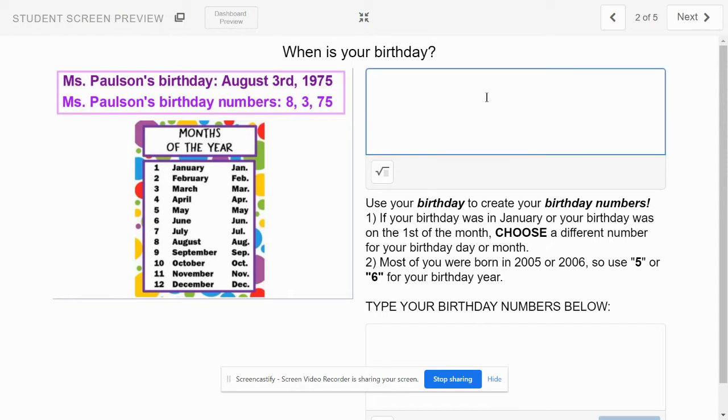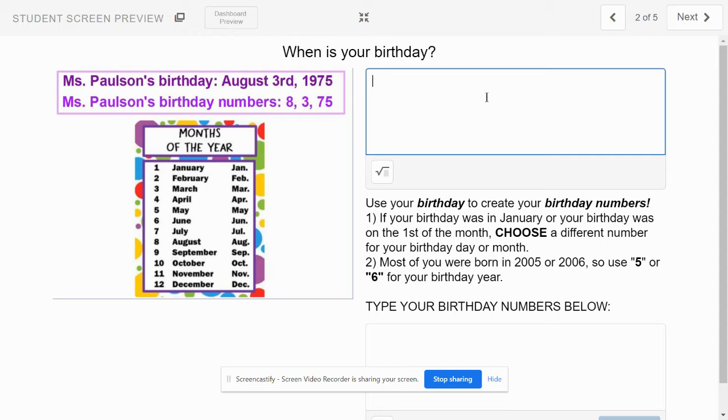For those of you who were in my class last year, this should be familiar to you. We did a couple projects like this. But if you weren't, I want to make sure you understand what I'm talking about. So first of all, when's your birthday? My birthday is August 3rd, 1975. So my birthday month is 8, my birthday is 3, and my birthday year, I'm just using the last 2 digits, 75.